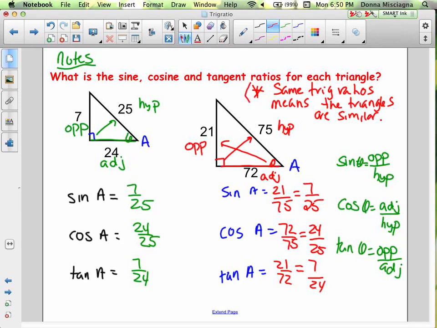Well, maybe you read this little thing up here. Put this in your notes. When you get the same trig ratios, it means the triangles are similar, because the sides are going to reduce to the same ratio. So same trig ratios, you have similar triangles. And so now we've learned another way we're going to be able to figure out if triangles are similar.